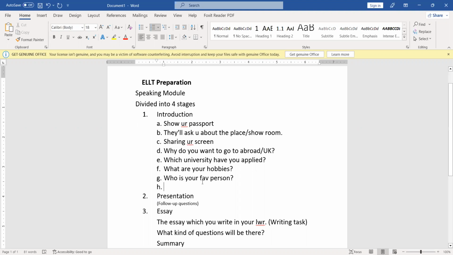Okay, who is your favorite person? These kinds of questions could be asked, but sometimes there are some examiners, some teachers, who do not even bother to ask you. They just ask you about your name, your place, your passport, and your room, to show them your room.